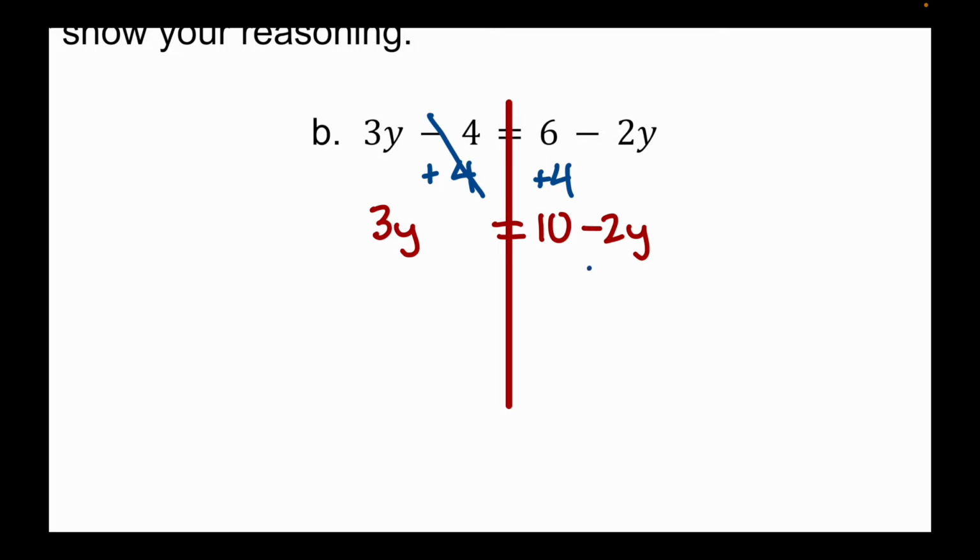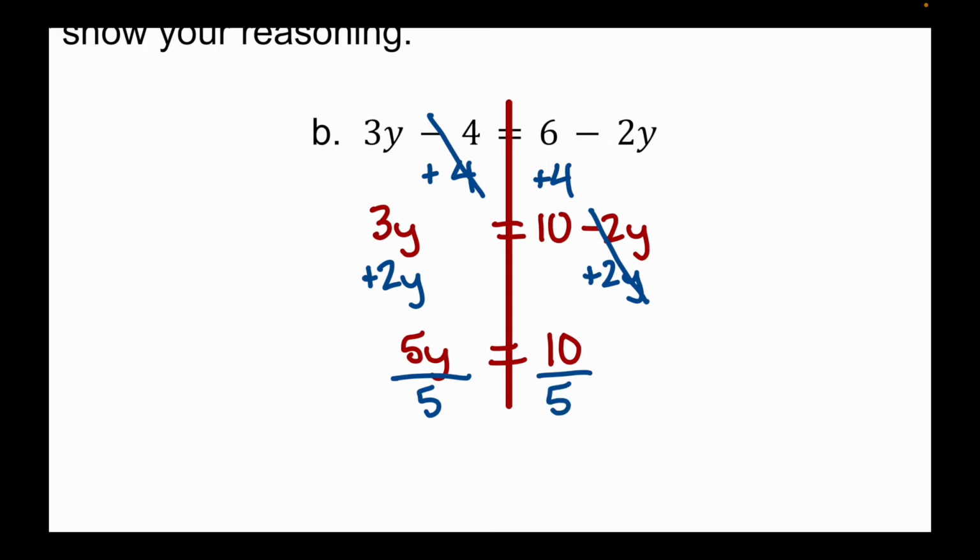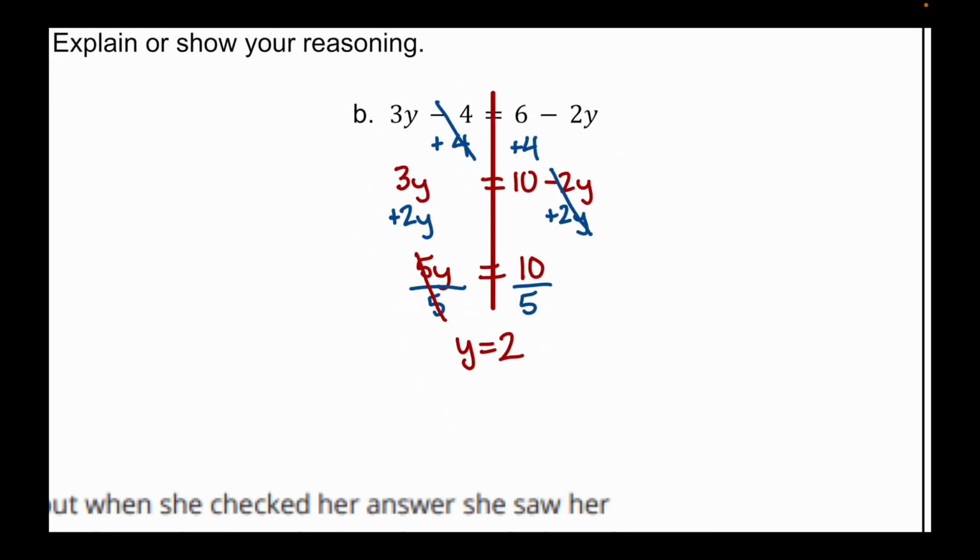Okay, so I want to add 2y and add 2y, and that will move y over here from the right. 3y plus 2y makes 5y. And then we just have 10 over here on the right. My next step is to divide each side by 5, and then that's going to leave us with y equals 2. And that's the answer to this question.